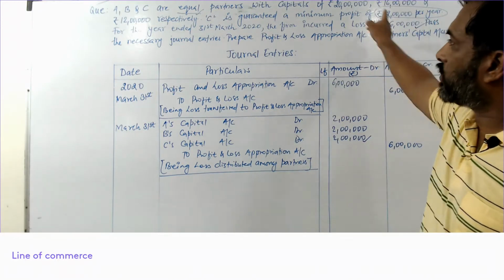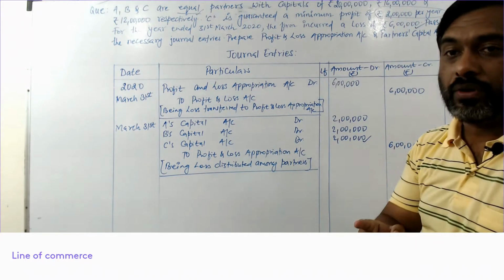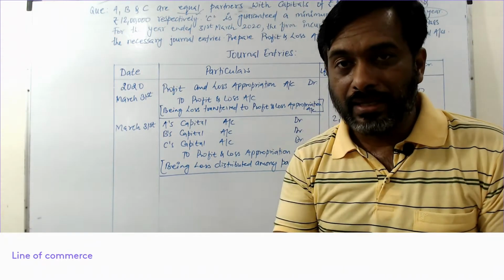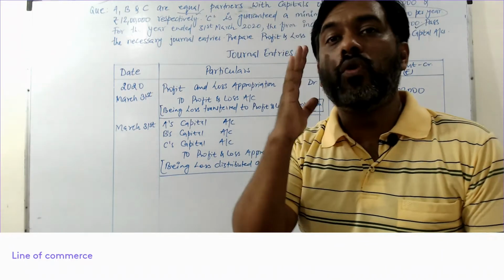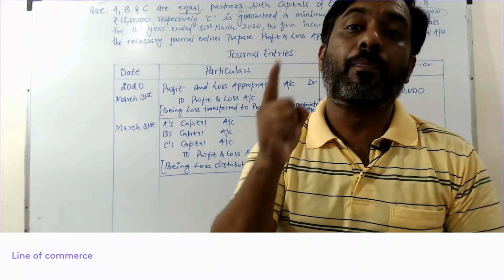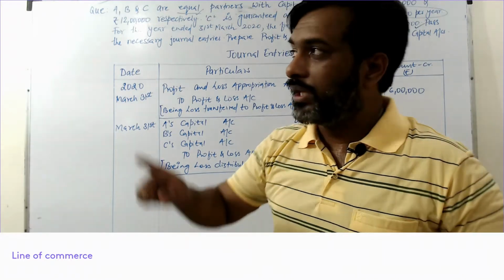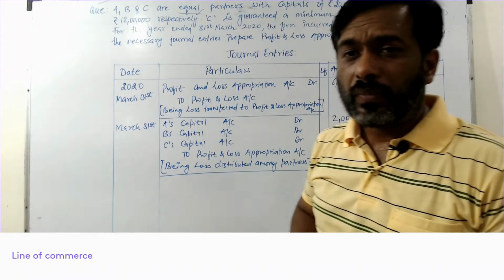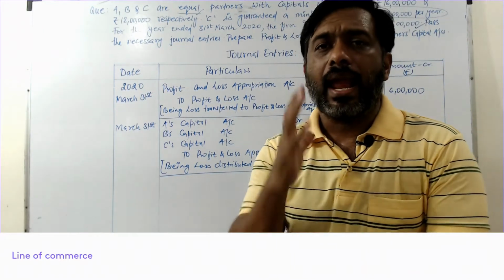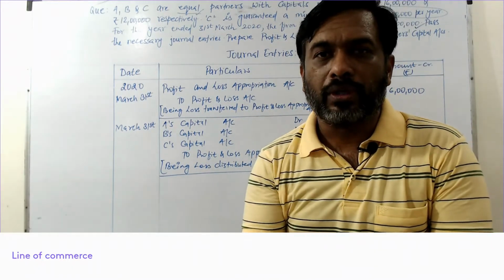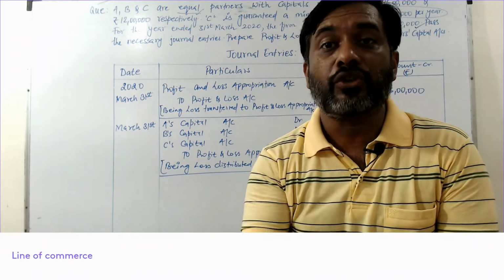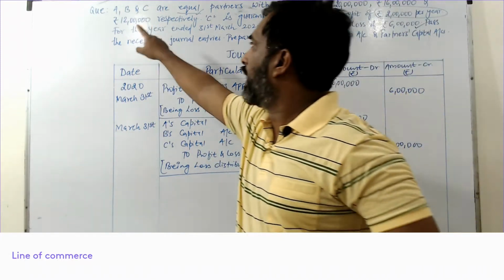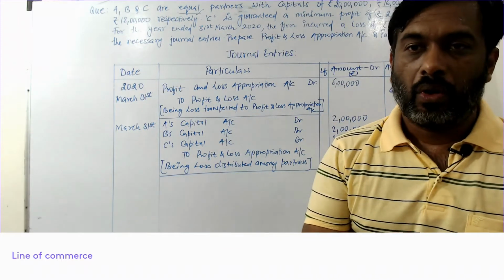Now in the question, if you see, it is not given who will contribute the deficiency. So in that case, the remaining partners have to contribute the deficiency in their profit sharing ratio. In this question, the remaining partners are A and B. So whatever is the deficiency, A and B have to contribute that in their profit sharing ratio, which is equal. So the deficiency will be contributed by A and B equally. Hope this is clear now.